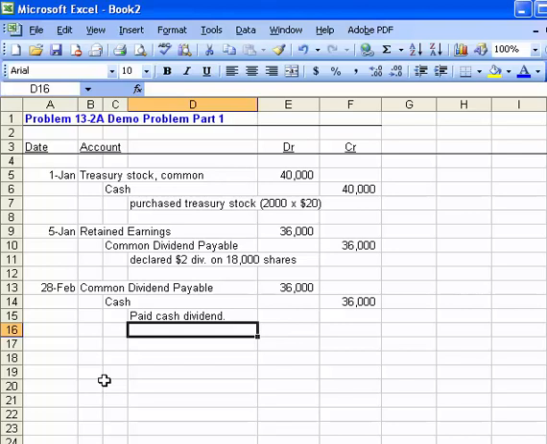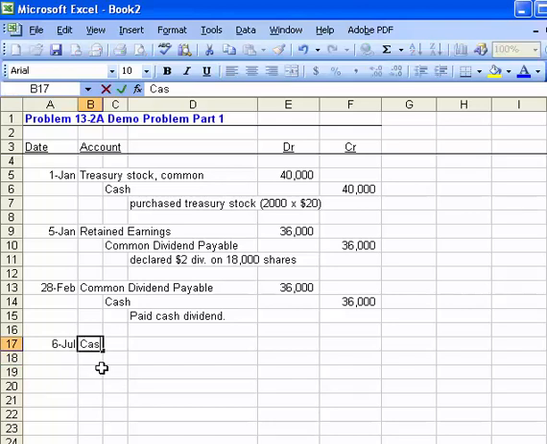Now it's July 6th. And we have sold 750 of Treasury stock at $24 cash per share. This is on July 6th. We know we're going to receive cash. And let's label what our transaction is. This would be a reissuance of Treasury stock. I hope you all see that.